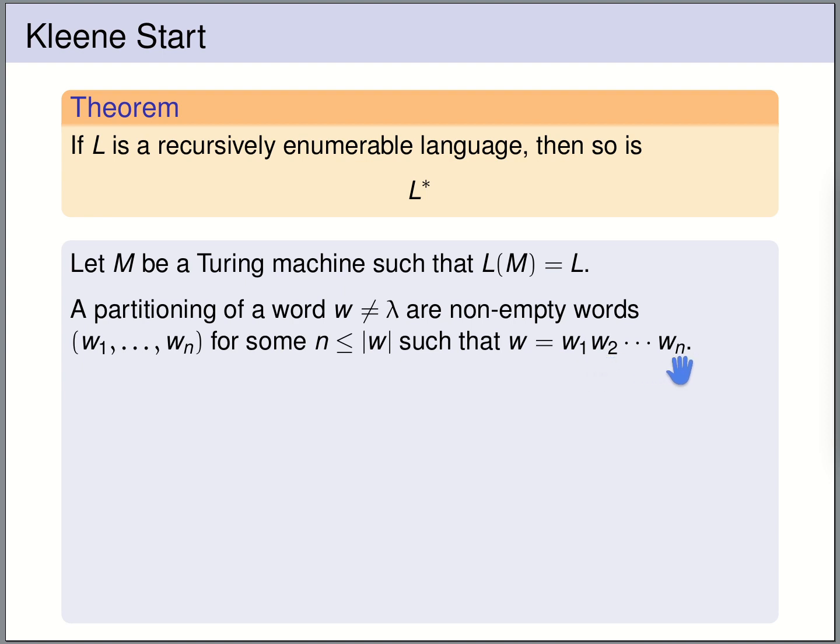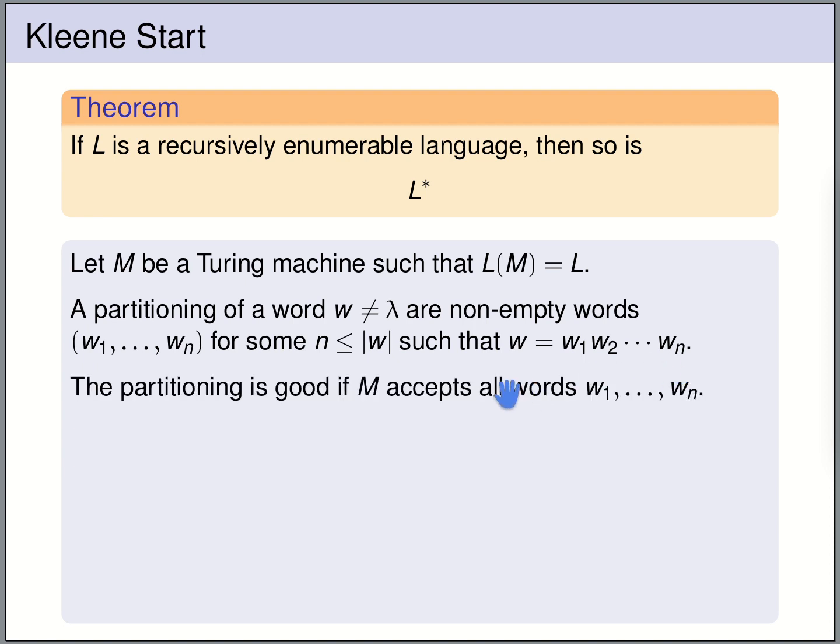And we call such a partitioning good if the Turing machine M accepts each of the parts. So if it accepts W1, W2 up to Wn.